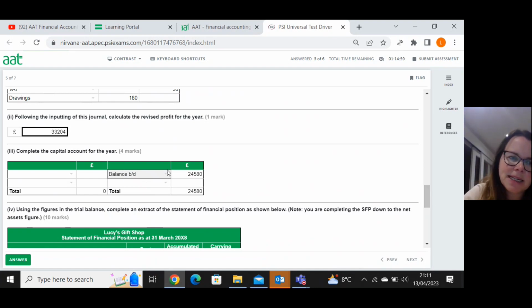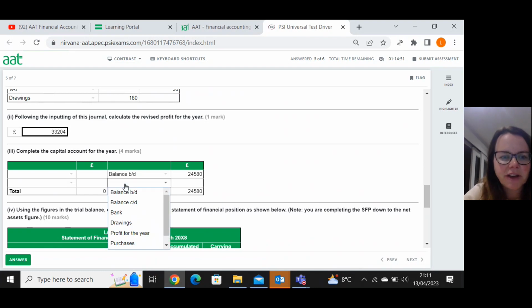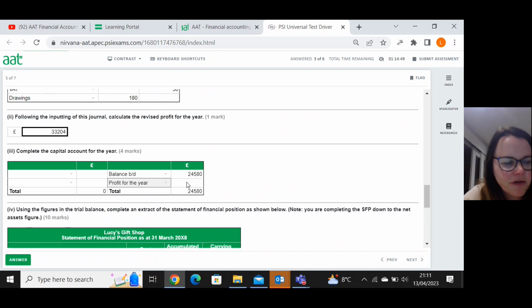What else happens? This is basically the same as the bottom of your statement of financial position. So we know that our profit for the year will increase the capital. And we have just worked out what that revised profit for the year figure is. That's a bit like when you've got your extended trial balance and you put that profit for the year figure as a credit item in the statement of financial position columns. Capital will then be reduced by the drawings.